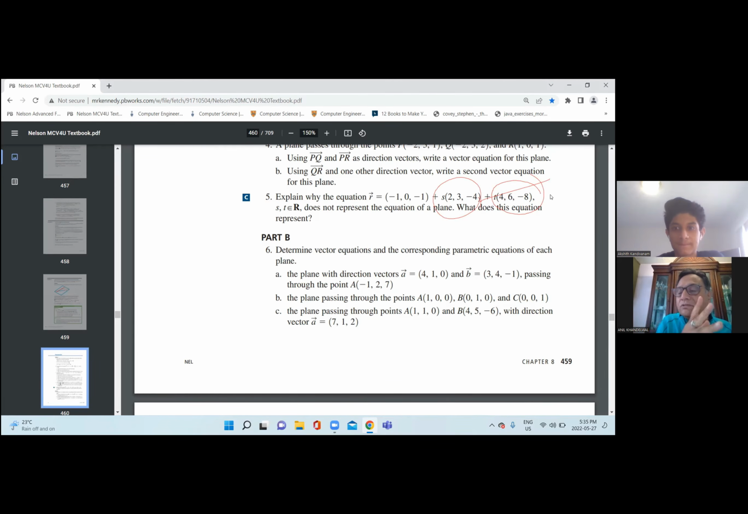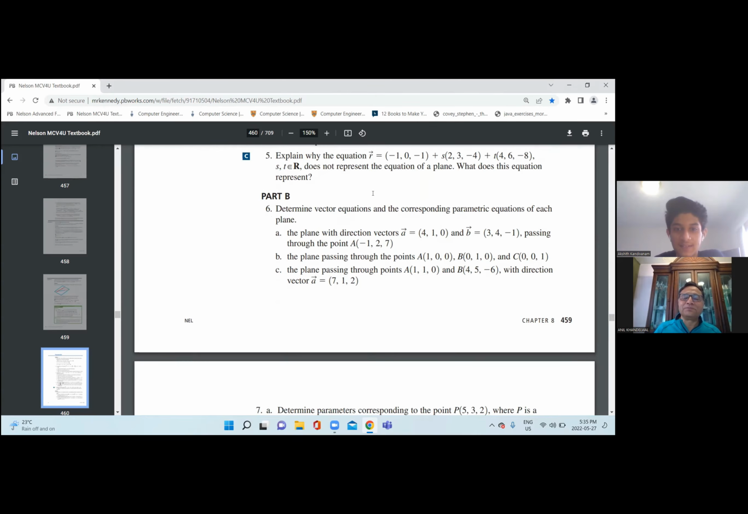So just don't go with the s and t, right? Sometimes it could be like this. You get the idea. Yes, sir. So always look for factoring, right? Correct. This is as good as just writing s(2, 3, minus 4), right? Right. Because s plus t is also a real number. You get the idea. So basically you have one parameter. One parameter. Next. Good question.